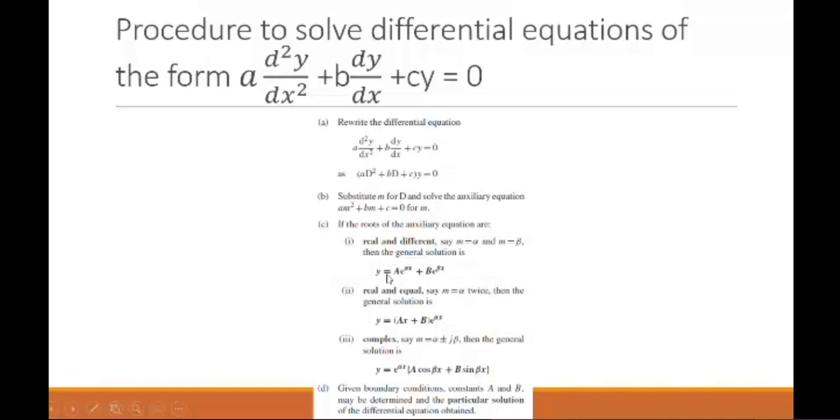So if we have the solution in this A and B form, it is called the general solution for the differential equation. But if we have some boundary conditions given, then we can determine the constants A and B, and it is called the particular integral of the differential equation.